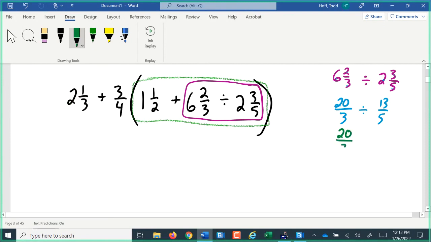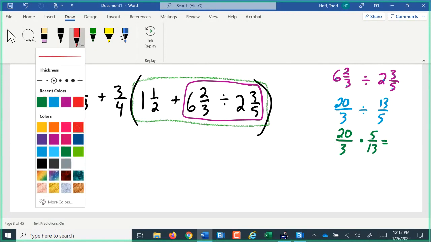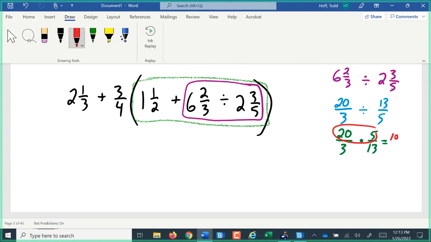Keep the 20/3 and make it times 5/13. This is where I would be able to cross cancel if it were possible, but it's not here. Now I go ahead and multiply. 20 times 5 is 100. 3 times 13 is 39. You can see we got an ugly denominator already.